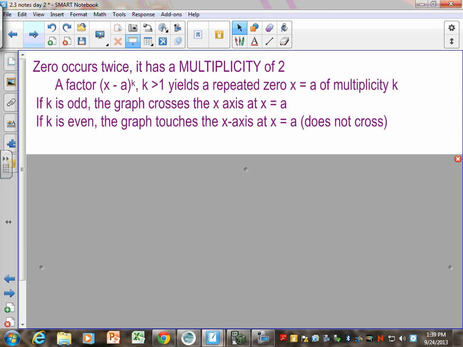Section 2.3, day 2. Here we go. If a 0 occurs twice, we say it has a multiplicity. That's a new word for us. Multiplicity of 2. I'm going to give you a minute to get a head start on the writing, and then we're going to talk about it. This bottom thing is pretty much what we wrote out yesterday, but I wrote it again because it's very important.